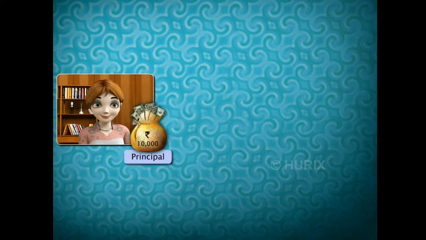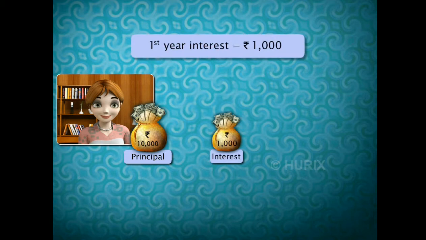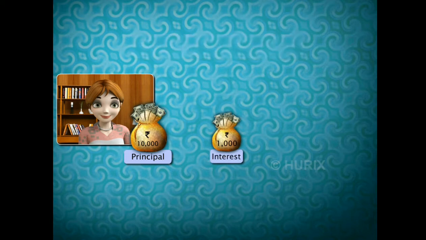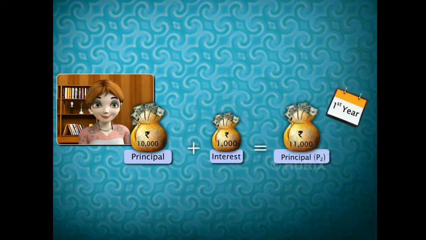Now, let's look at how Bank B gave interest on the money that Anita deposited. She too invested a principal of 10,000 rupees. At the end of the first year, she received an interest of 1,000 rupees like Tony. This interest was added to the principal at the beginning of the second year. Thus, the principal for the second year was 11,000 rupees.